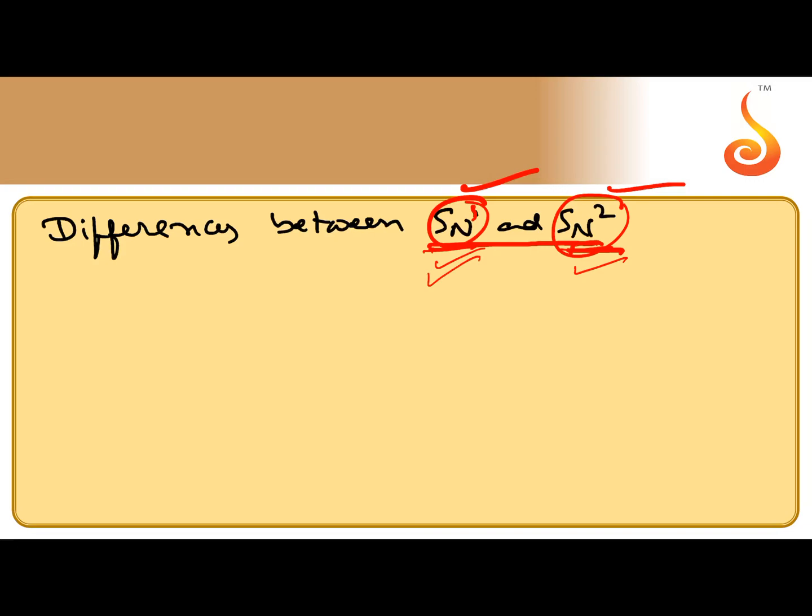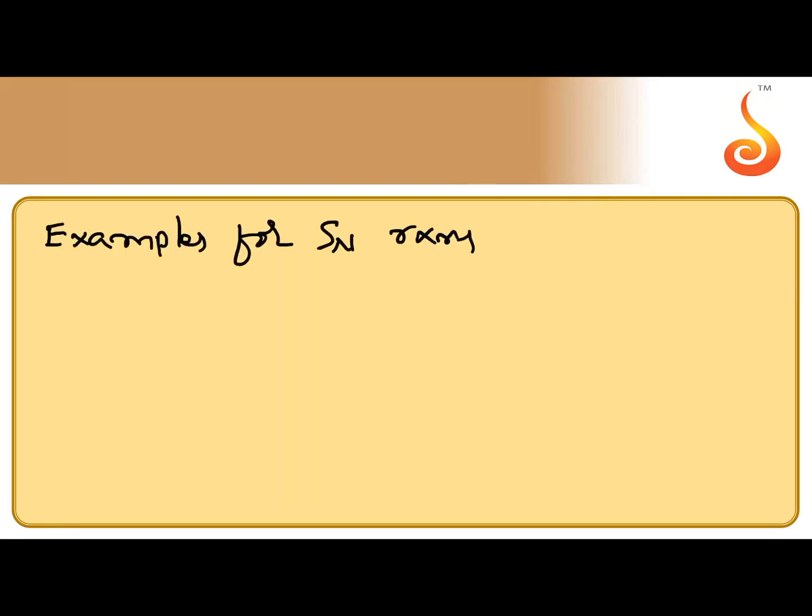In SN1, if the chiral carbon is present, if the chiral carbon is holding the halogen, racemization takes place. We can get a racemic mixture. Inversion and retention both take place. Whereas in SN2, if the chiral carbon is present in the alkyl halide, we can get an inverted product. The process is called inversion or Walden inversion. So like this, at least 4 points you have to write about the differences between SN1 and SN2.